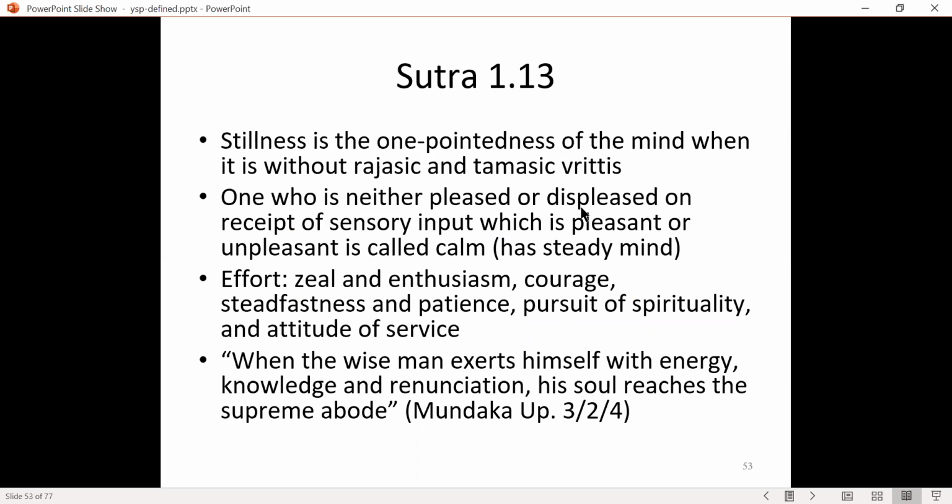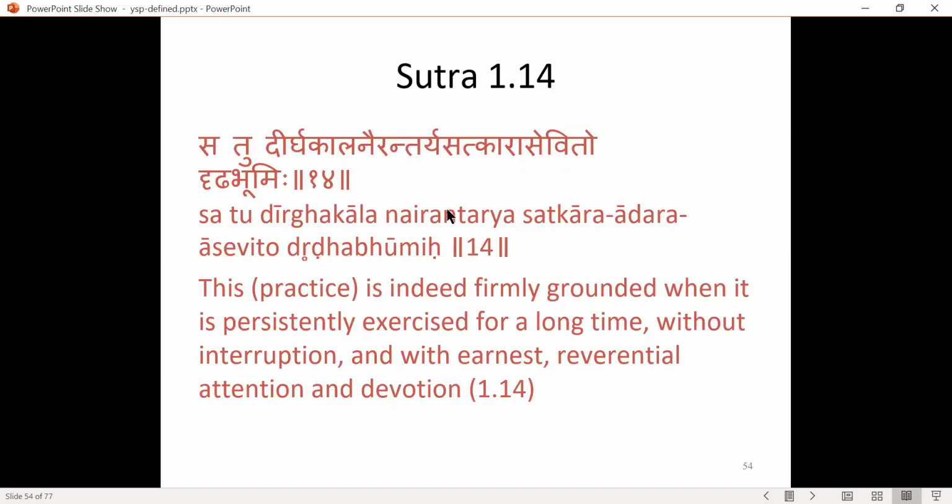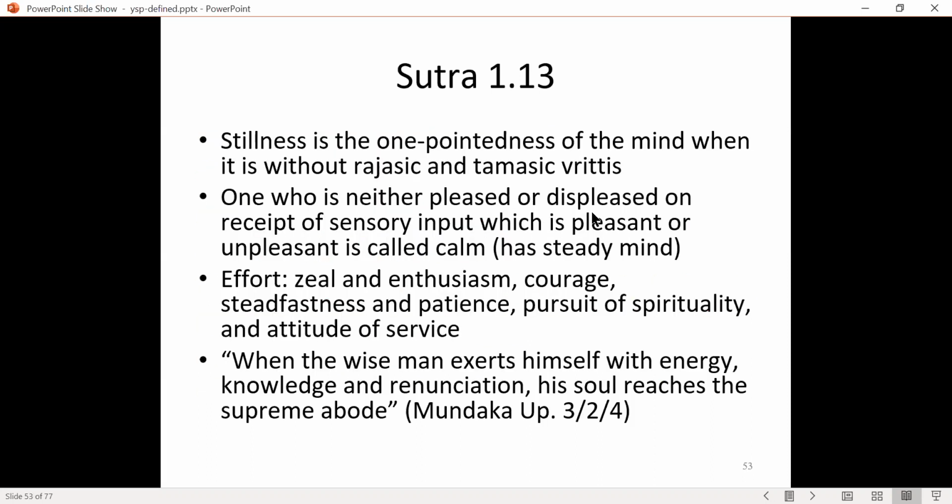So one who is neither pleased nor displeased. This is exactly what we are talking about. You're not pleased or displeased on receipt of sensory input, which is pleasant or unpleasant. That's calmness, the steady state of the mind. It doesn't mean that you don't enjoy it, but you don't get overjoyed, saying oh my God, I'm so happy, I'm so thrilled, and then suddenly if that goes away, you're back to a miserable state. In the Gita, this steady state of mind is called samatva bhava. The closest English translation would be equanimity. That's the state of mind.